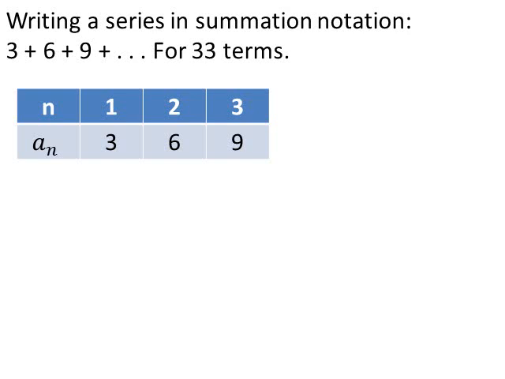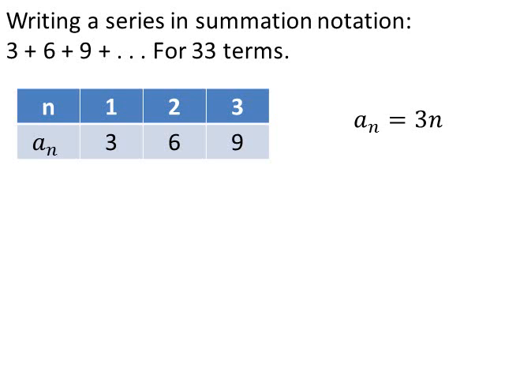Now, what's the formula for going from n to a sub n? How do we get from 1 to 3? And do the same thing and get from 2 to 6? And do the same thing and get from 3 to 9? Hopefully you can think of a pattern there, and you can find that the pattern is you multiply n times 3. So we can say that a sub n equals 3n. So that's going to be the formula that's going to go next to the sigma.